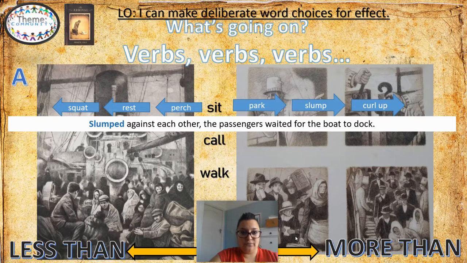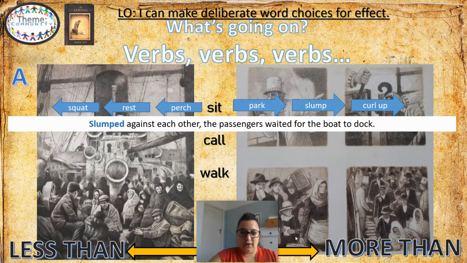Why don't you have a go in your A section, however you've split that up on your page? Choose one of the words and create your own sentence, or use the one I've got and change slumped for maybe a more than word or a less than word. Do you notice the difference? Pause the video now so that you can write and jot your ideas down. Okay, let's have a go at the next one.